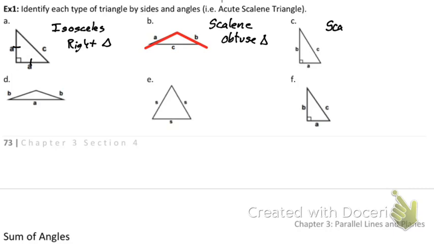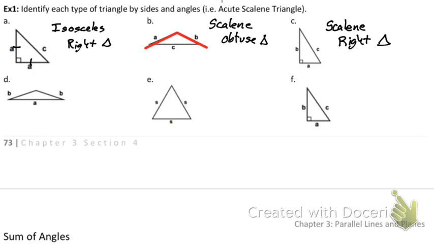It's a scalene because all the sides are different size, right? And it's a right angle. So it's a scalene right triangle. And we know it's scalene because each of the letters are different. It's A, B, and C. It's kind of like saying it's 6, 5, and 3 or something.